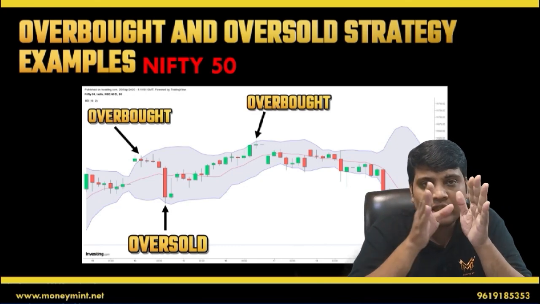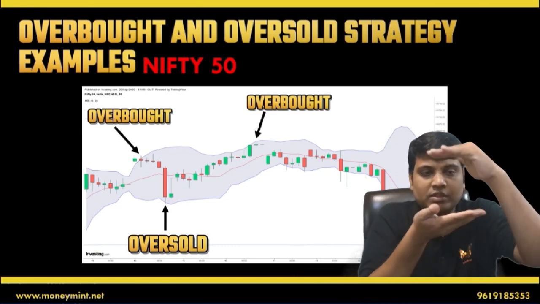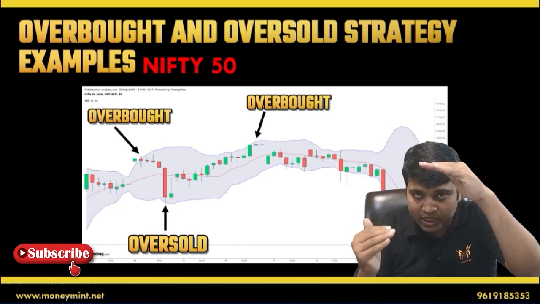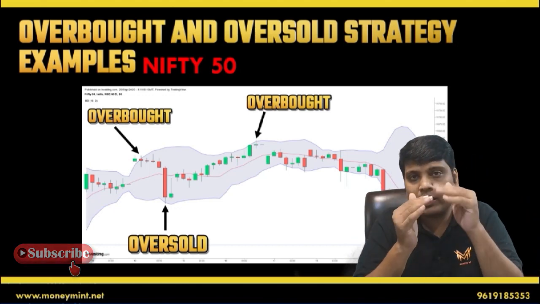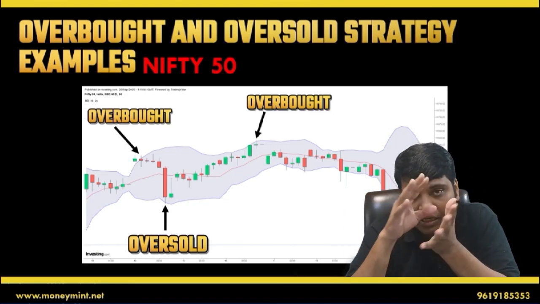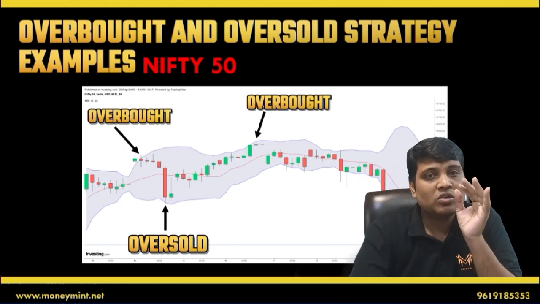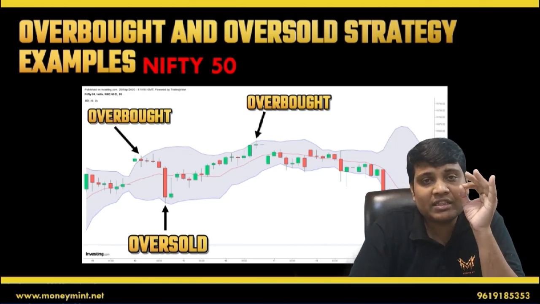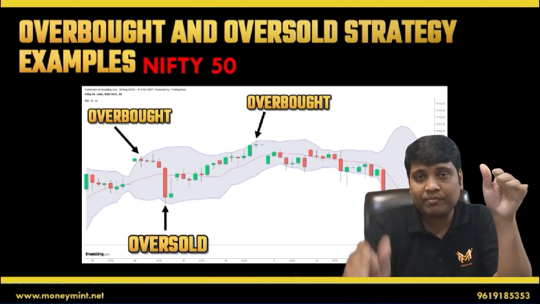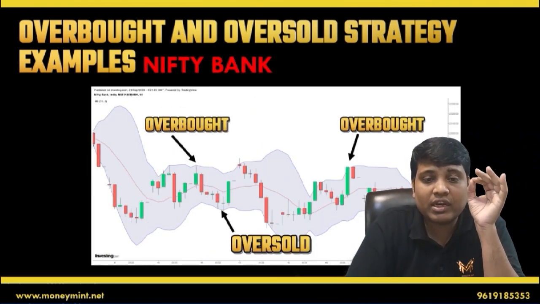So this is how it works. The moment you find from this flat structure that one of the bands starts to curve downward or upward and is not leaving the band, that means the trending market has started. So this is how this strategy needs to be used. Please remember, this strategy is for a flat-like market.